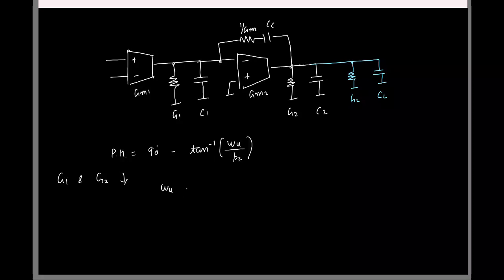What is omega u? GM1 by CC. GM1 by CC. What is the first pole location? G1 by roughly CC times GM2 by, I'll call it, GL prime. Again, GL prime, I'll say, is GL plus G2. CL prime is CL plus C2. That's all. And what about the second pole location?